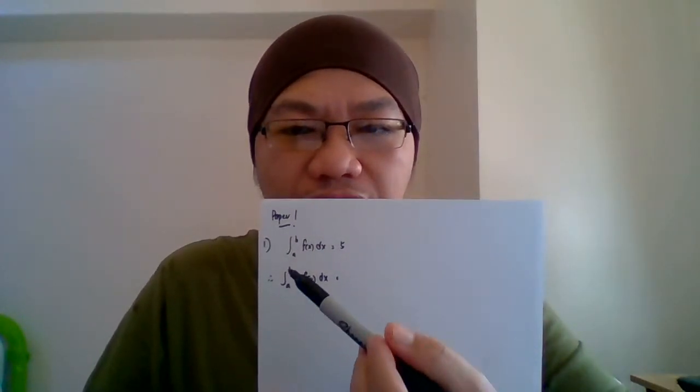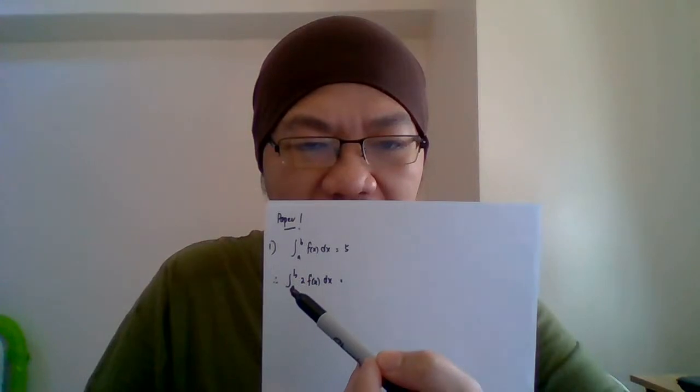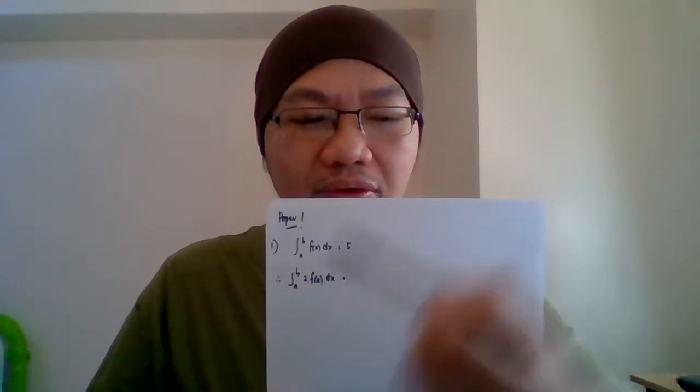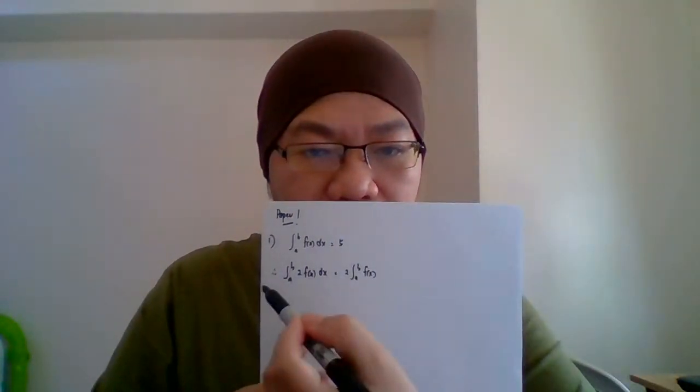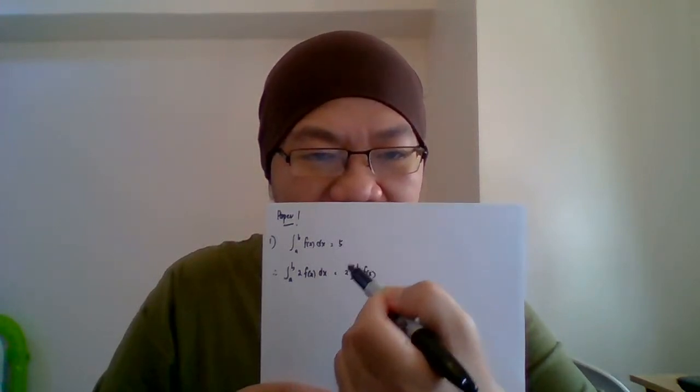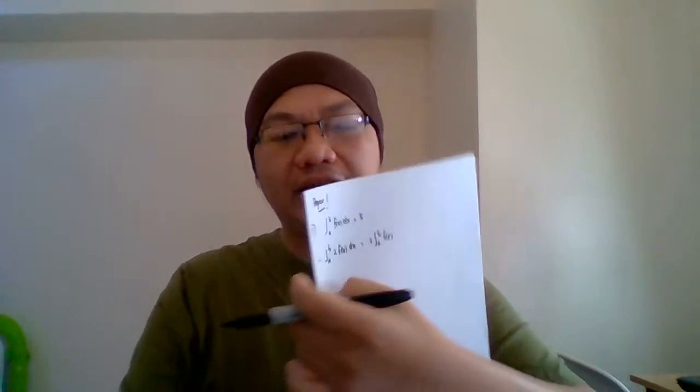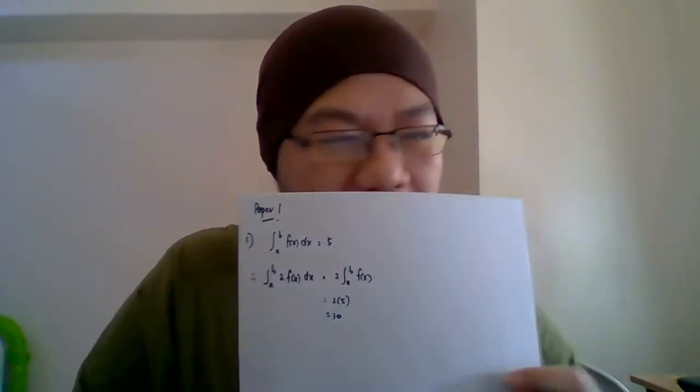So now the question is asking you to find the integral of 2f(x). Very straightforward. We know that the integral of f(x) from a to b equals 5. Therefore, the integral from a to b of 2f(x) should equal what? Refer back to the rules of integration. We take 2 out from the integration, so it becomes 2 times the integral from a to b of f(x). And this integral equals 5. Substitute here, and the answer is 10.